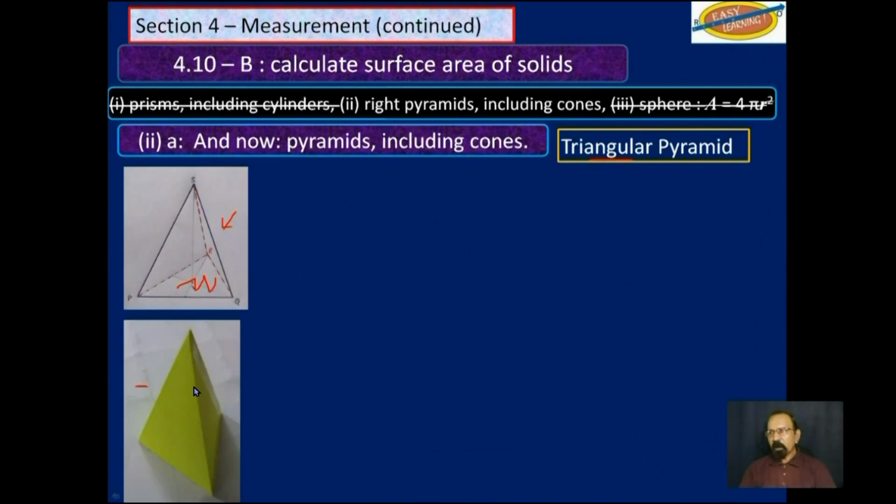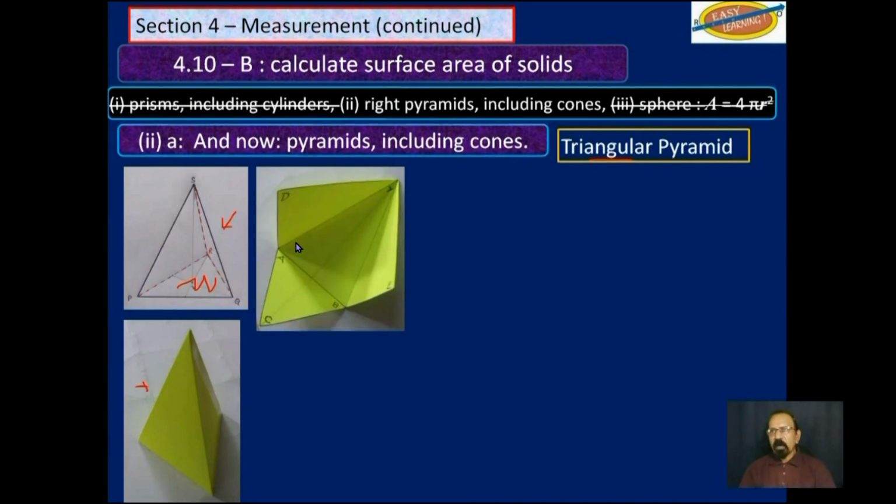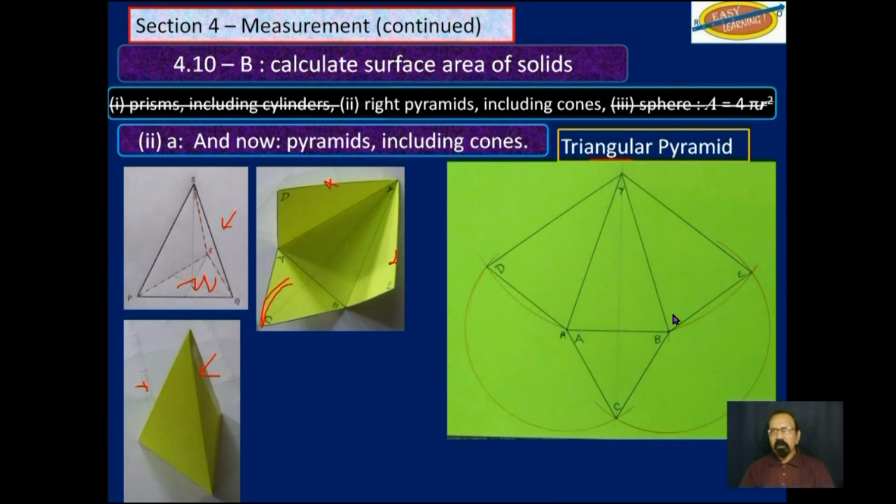This is a paper model of the same triangular pyramid. And here is the process of putting together that paper model, almost finished. Close up this side to that side, and then bring this face to meet them. Here is a net of the triangular pyramid. This is the triangle at the base, and these are the 3 sides.